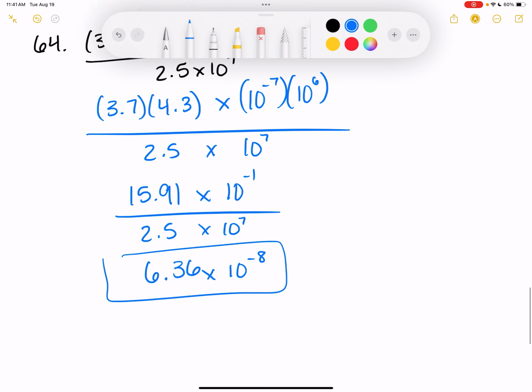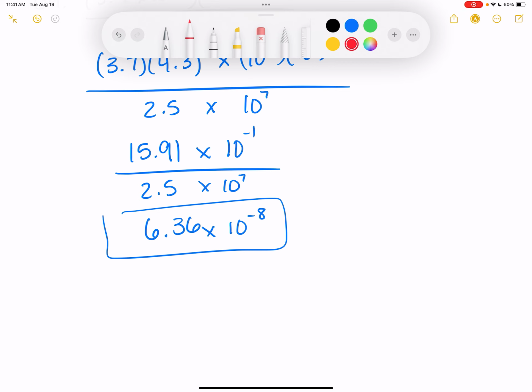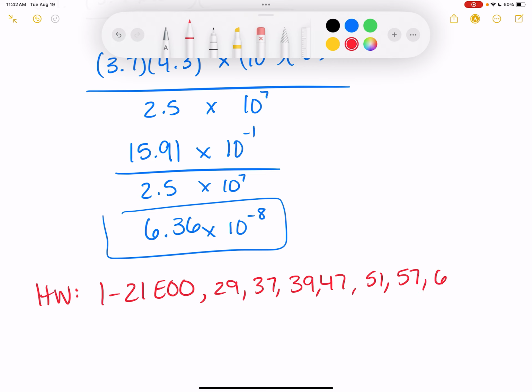Yes, I'm about to assign the problems. All right, any questions about any of this? All right. I think you should have plenty of time to do this. You'll just have to do the next notes at home, but I'm pretty sure the next notes are way shorter than the last ones were. 1 through 21, every other odd. 29, 37, 39, 47, 51, 57, 61, and 63. Just as a refresher on every other odd, that would be 1, skip 3, 5, skip 7, 9, and so forth, all the way to 21.